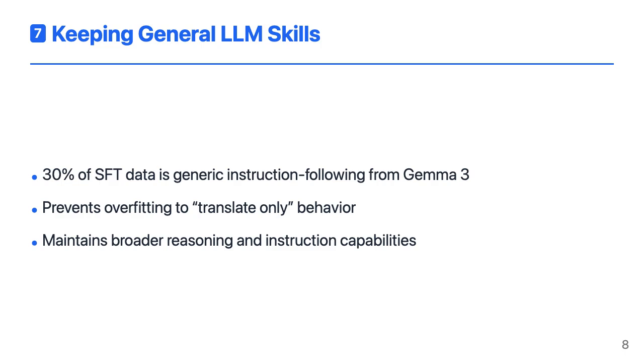One risk of heavy translation fine-tuning is that the model might forget how to do anything else. To avoid that, about 30% of the supervised fine-tuning mixture is generic instruction-following data from the original Gemma 3 training. This keeps the model from collapsing into a pure translation engine and helps preserve broader reasoning and instruction-following abilities, which can still be useful in many translation workflows.